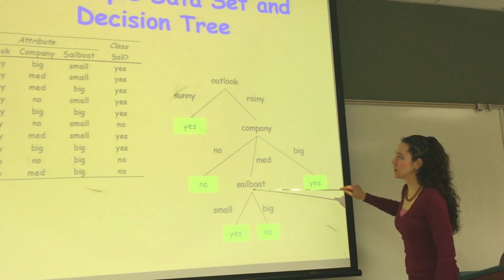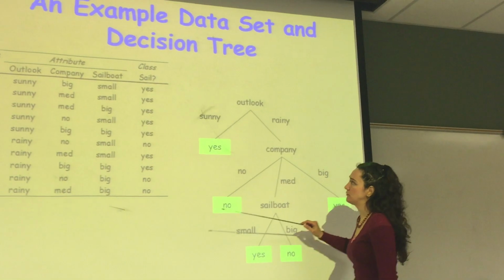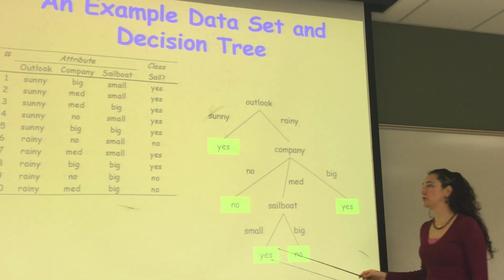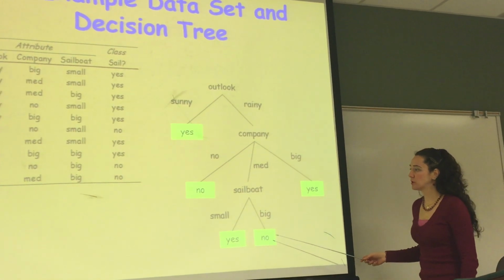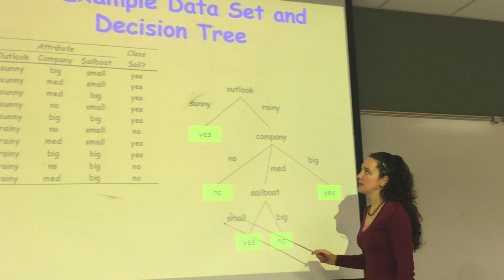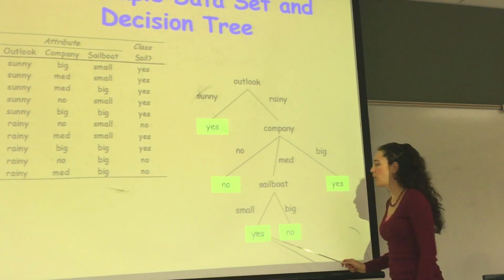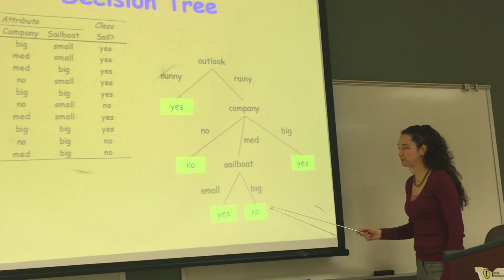For the remaining objects, we have to pick another attribute, and the only one that's left is sailboat, and keep splitting the data. We split it into 2 parts because this attribute has 2 values, big and small. So the small ones go here and the big ones go here.